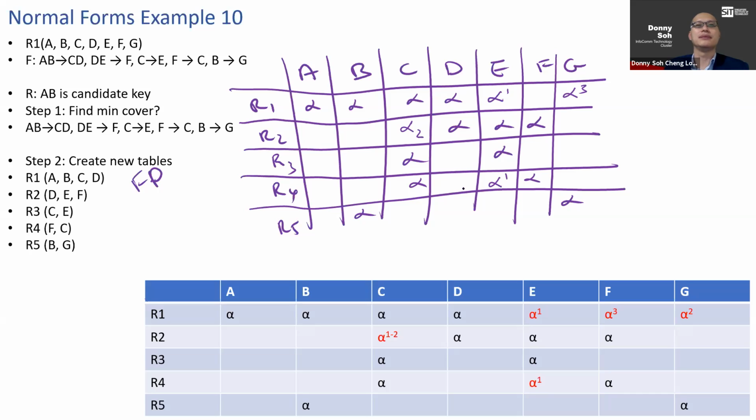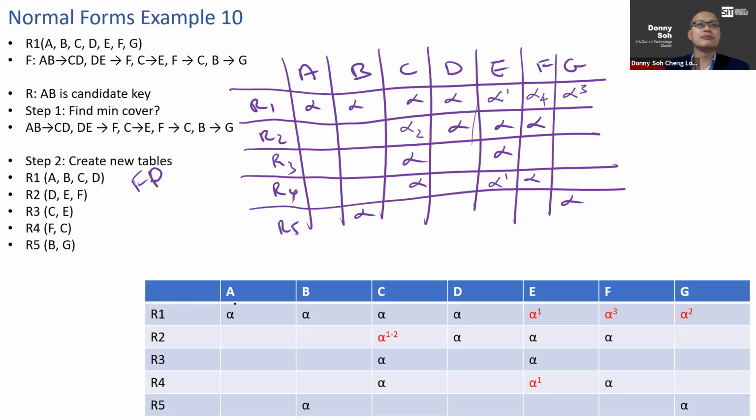Okay, is there anything that I missed? Let's check again. AB implies CD, nothing here. DE implies F, oh, there's something. DE implies F, alpha 4. C implies E, nothing. F implies C, nothing more. B implies G, nothing more. So this seems to be what we can do. So this is actually a lossy decomposition.